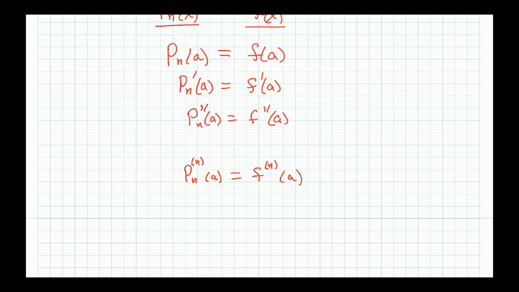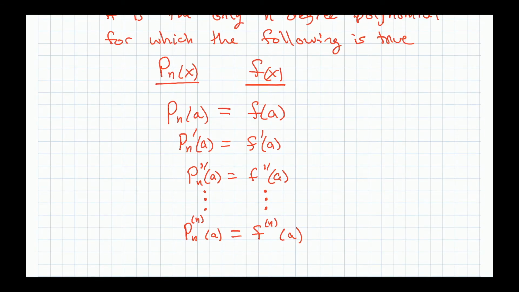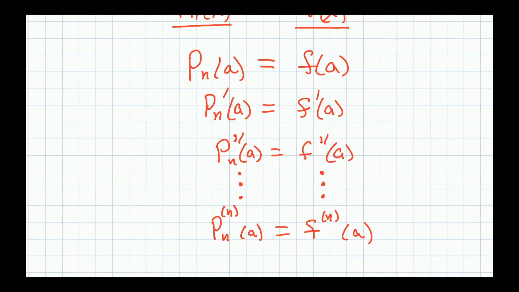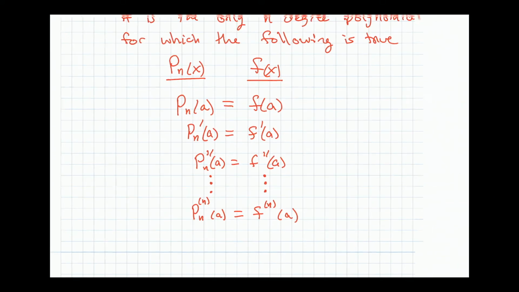Okay, and so this is the only polynomial that will make all of that happen. Okay, and so when we say best, that's why it's the best. We're trying to approximate the function f of x, and the way we do that is by making all of these derivatives equal to each other, and that's how we approximate the function.